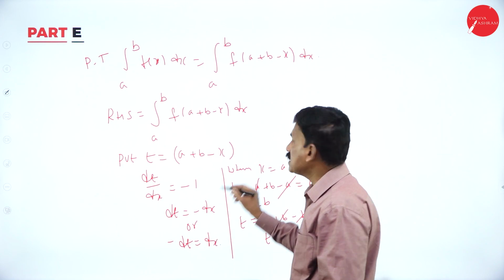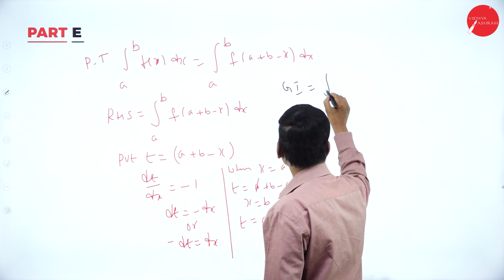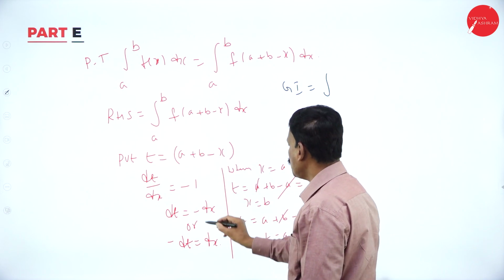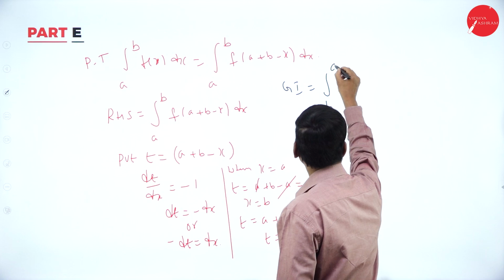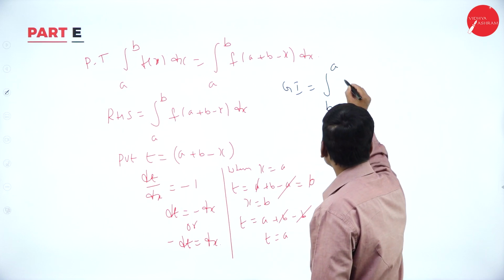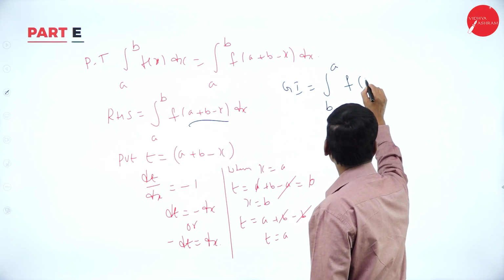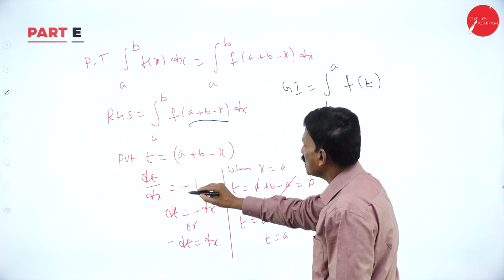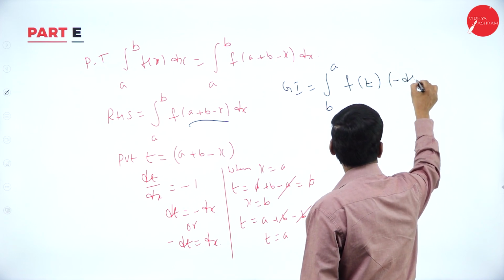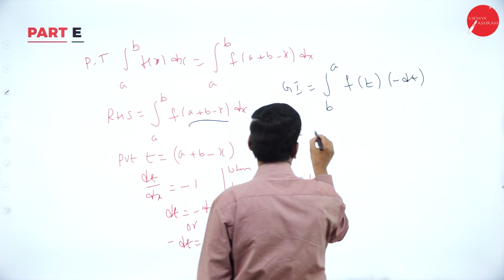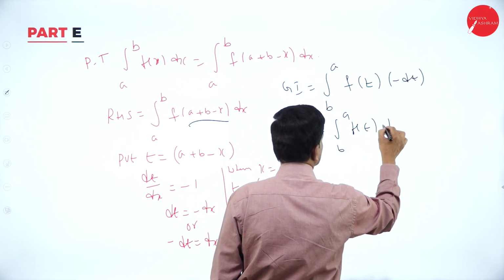So, now this integral becomes, the given RHS becomes integral, a is converted into b and b is converted into a, so b to a, f of, what is a plus b minus x? We have taken it as t. And what is dx? dx is equal to minus dt. Now, you can take the minus out. Integral b to a f of t dt.